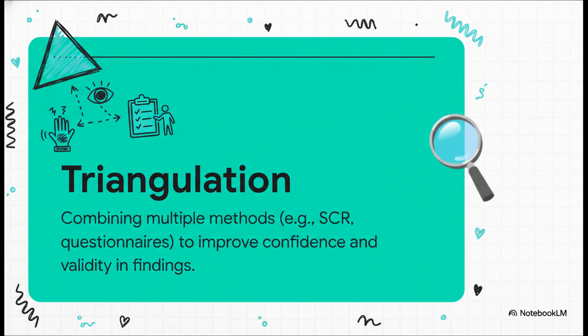In research, this just means you never, ever rely on just one method. You combine them. You take the objective data from SCR, but you also use a self-report questionnaire to ask people how they feel, and maybe you'll even add in some behavioral observations too.